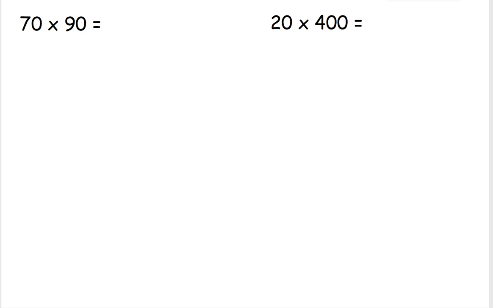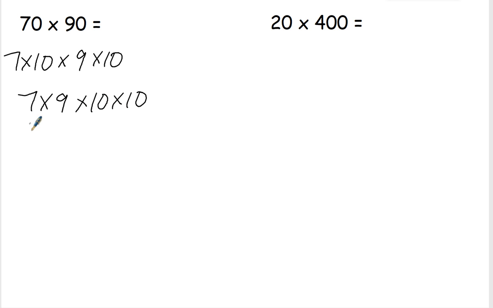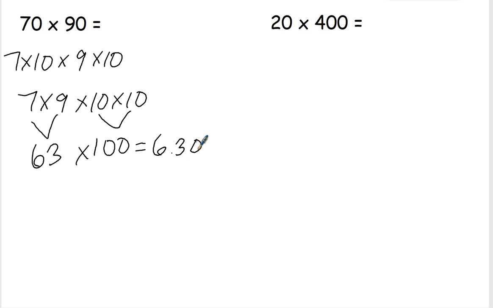Okay? So what about 70 times 90? Well, I know that 70 is the same as 7 times 10, and 90 is the same as 9 times 10. So I can again multiply these in any order. So I can do 7 times 9 and 10 times 10. 7 times 9 is 63, and 10 times 10 is 100. So I have 63 groups of 100, which is 6,300.